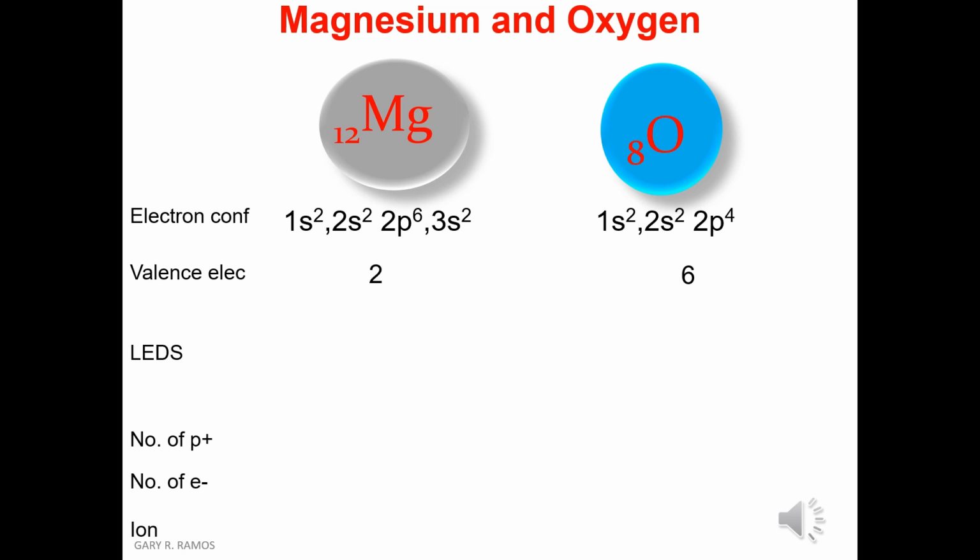Let us have another example, magnesium and oxygen. The atomic number of magnesium is 12 and the atomic number of oxygen is 8. The electron configuration of magnesium is 1s2, 2s2, 2p6, 3s2, and the electron configuration of oxygen is 1s2, 2s2, 2p4. The valence electron of magnesium is 2, and the valence electron of oxygen is 6.